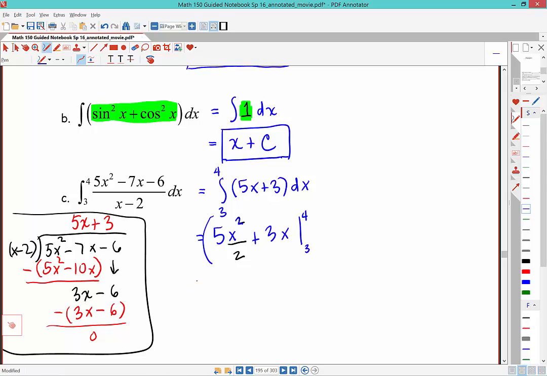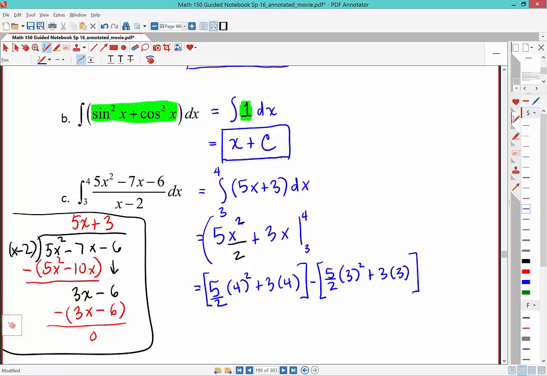So now, evaluating at our upper limit of integration, we will have 5 times 4 squared, that's actually 5 halves, times 4 squared plus 3 times 4, minus 5 halves times 3 squared plus 3 times 3.